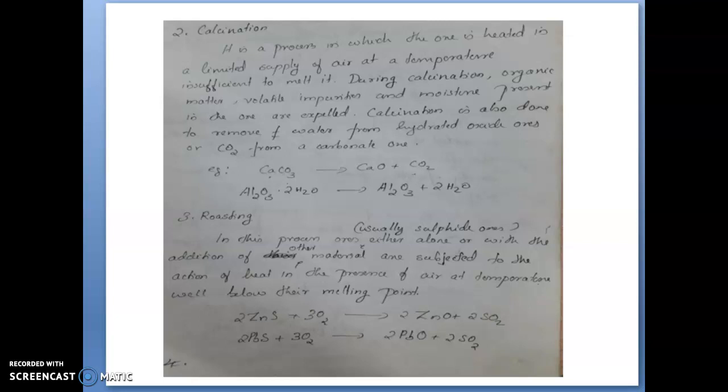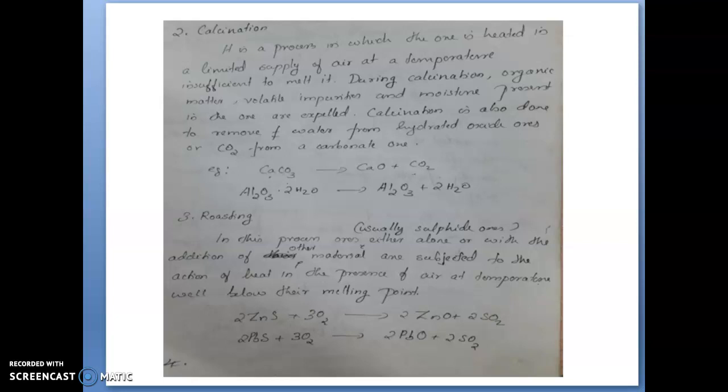Calcination is also used to remove water from hydrated oxide ore and carbon dioxide from carbonate ore. Examples are given here. Calcium carbonate will be converted into calcium oxide and carbon dioxide, and hydrated aluminum oxide will be converted into aluminum oxide and water.